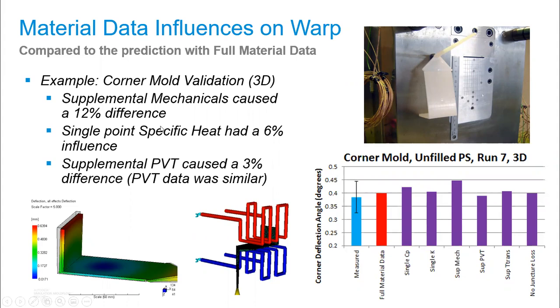But in this case, the supplemental mechanicals, as Brian just pointed out, are typically the usual suspect when we have drastic warpage, under prediction or over prediction. A lot of it has to do with using mechanicals that are supplemental.